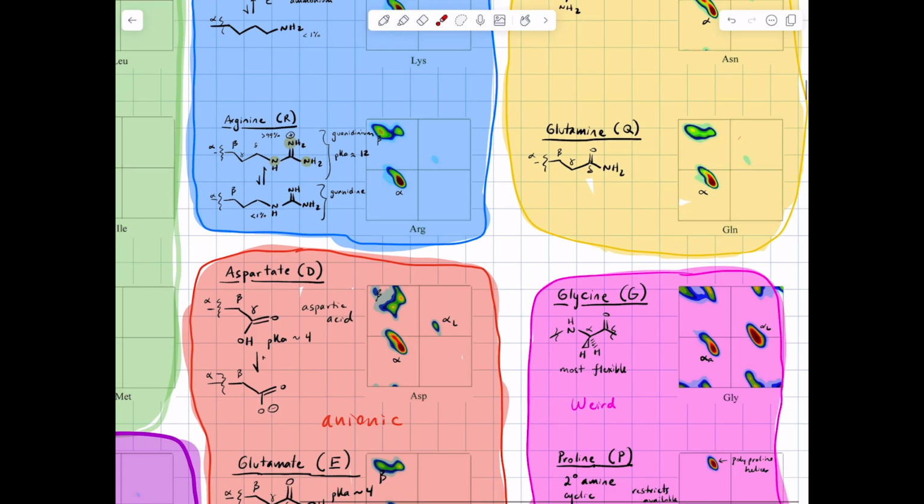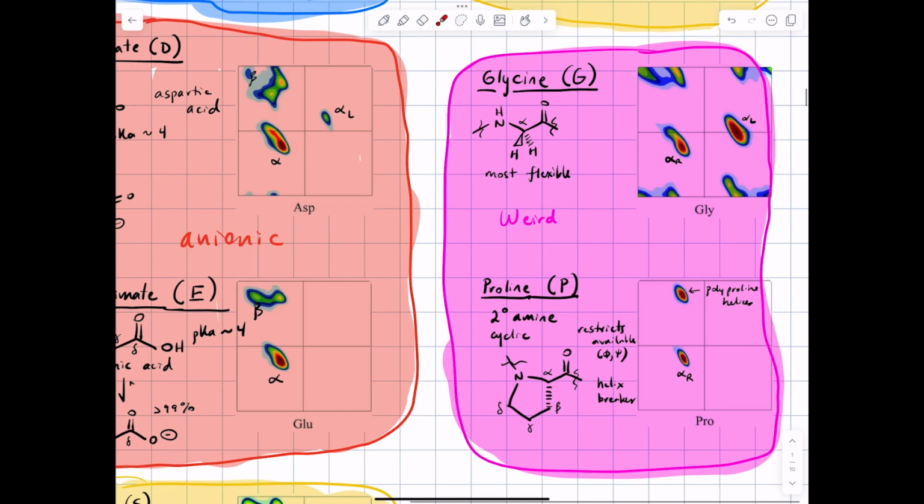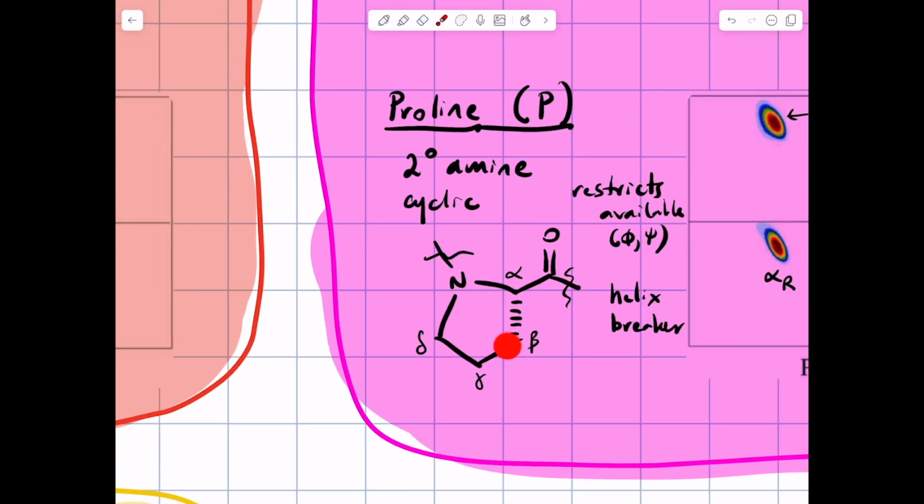Another interesting feature is proline. This is a weird amino acid. I put glycine and proline in the weird category. Glycine because it lacks a side chain other than a hydrogen, and then proline because in proline the side chain is tied back to the amino group. Proline is the only amino acid that's a secondary amine, and when it's in a peptide or a protein, there's no hydrogen on that proline residue.